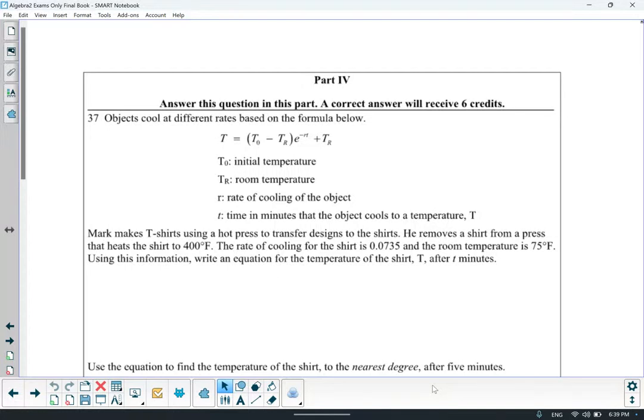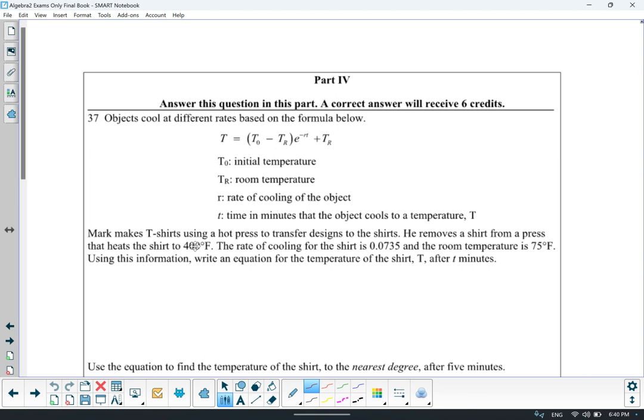In this video, I'm going to go over problem number 37 from the Algebra 2 January 2023 exam. Objects cool at different rates based on the following formula. And this formula, thankfully, you do not need to memorize. The initial temperature is represented by T sub 0. Room temperature is T sub R. R is the rate of cooling of the object, and T is the time in minutes that the object cools to a temperature of T.